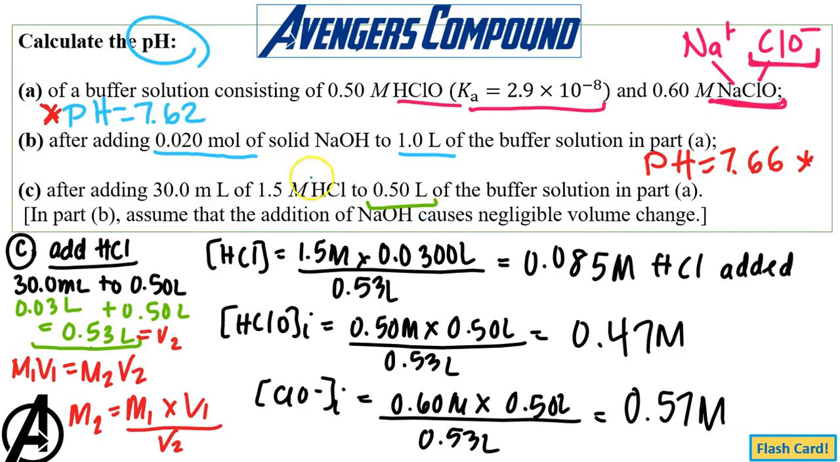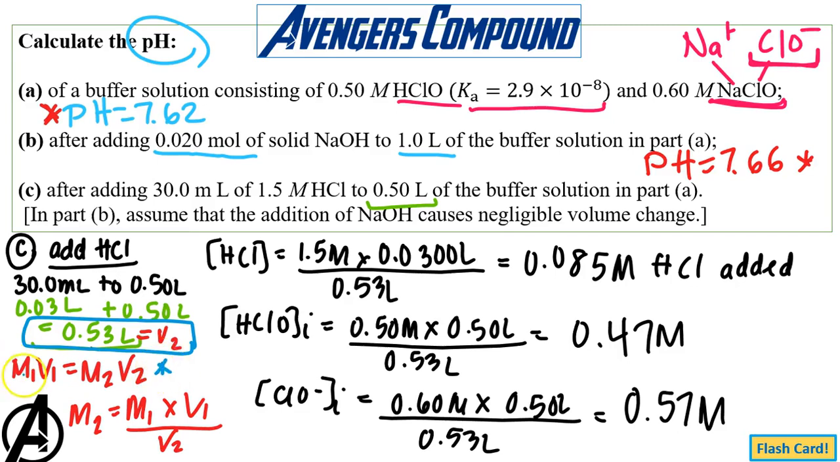And so therefore, if we're given a concentration and a volume of one species, and then we're given the volume of another, we can go ahead and use the dilution equation to find the concentration of whatever other species we're looking for. So for us, we're adding HCl. It's 30 mL of HCl that we're adding to a 0.50 liter buffer solution. So once I convert my 30 mL to 0.03 liters, and I add it to 0.50 liters, I get an overall volume of 0.53 liters in total, okay?